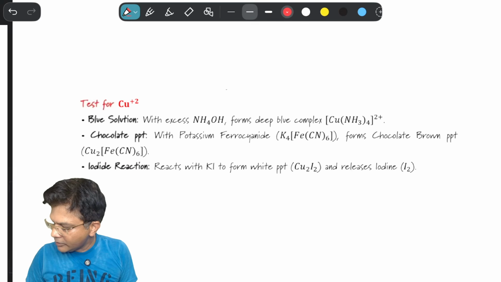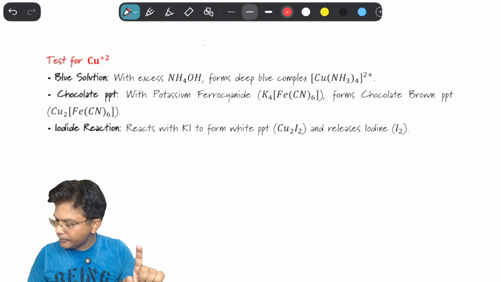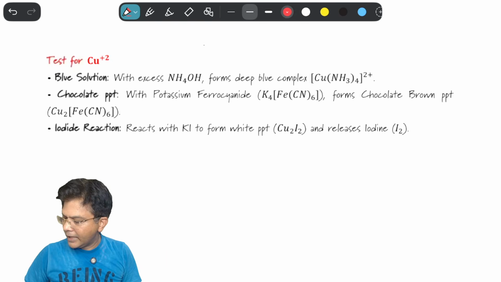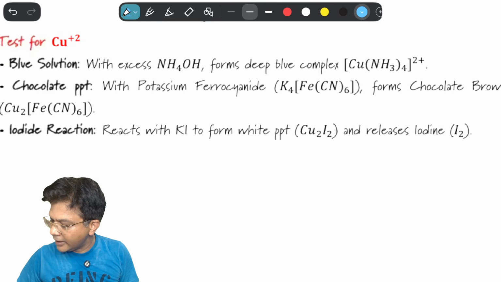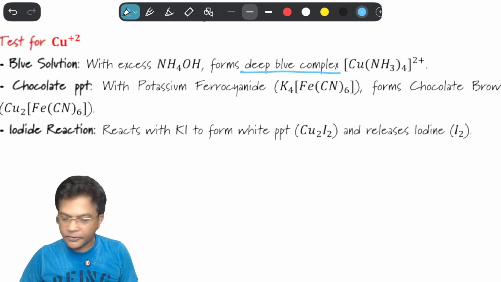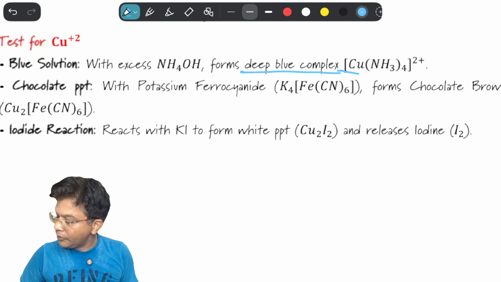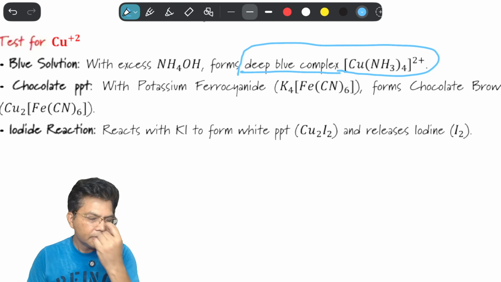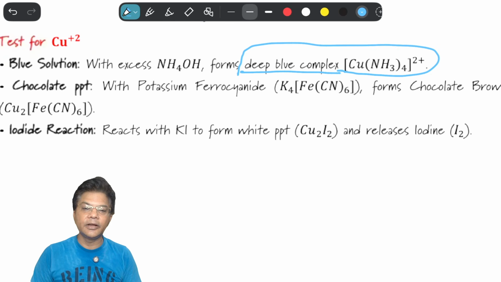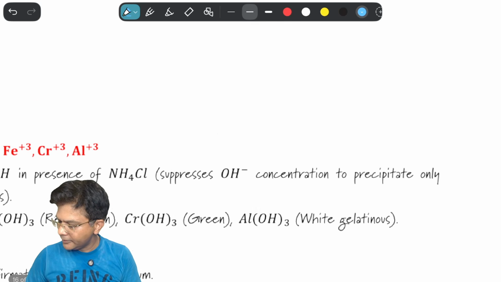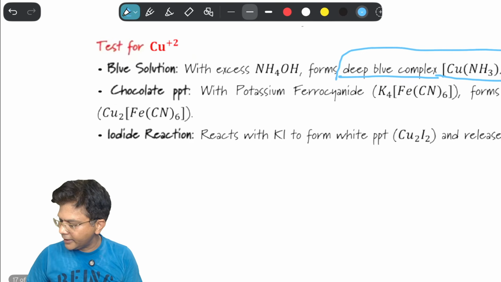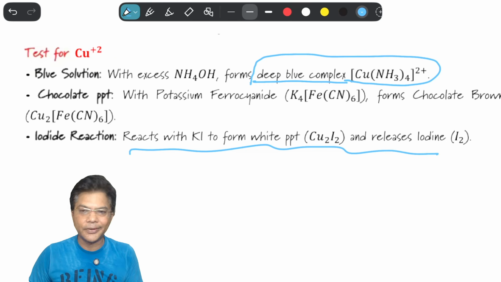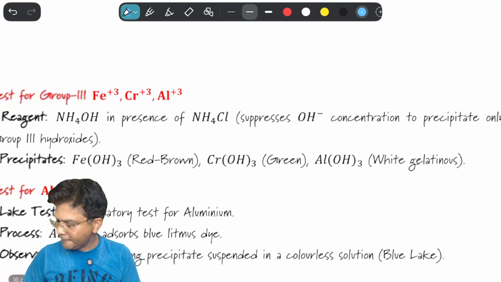Now let's see the copper, each and everything I have told you. This thing is completed. Now see, it's written over here that with excess of ammonium hydroxide, it forms a deep blue complex, and this is a deep blue complex. This I already taught you, right kids? Now let's move ahead. Whatever was written extra, you can read once, otherwise it's not that important.